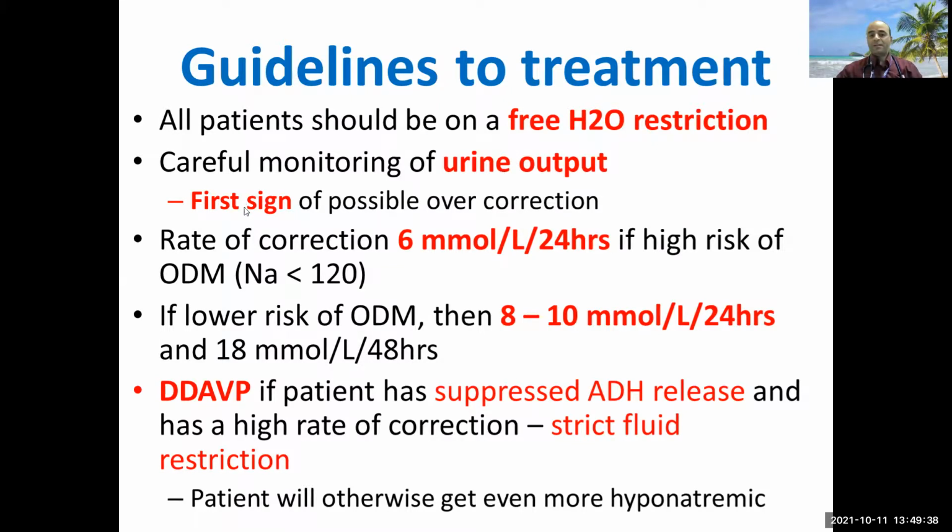The first sign of overcorrection is urine output: if it increases to more than 100 ml per hour for 2 hours, this means your patient is at high risk for overcorrection. For the rate of correction, especially in high-risk patients, 6 millimole per 24 hours is a safe number. If low risk, 8 is good, and the safe number is within 24 hours or 18 millimole over 48 hours.